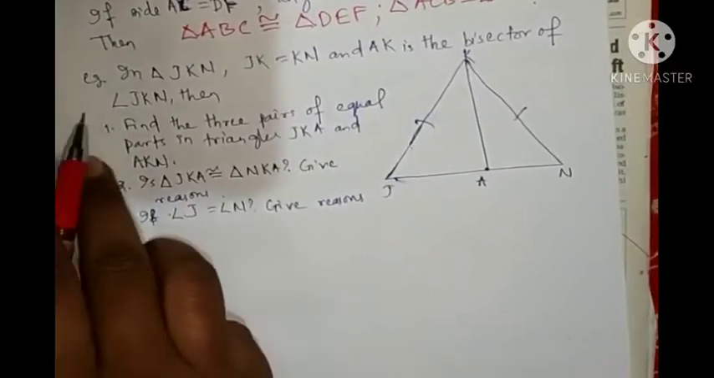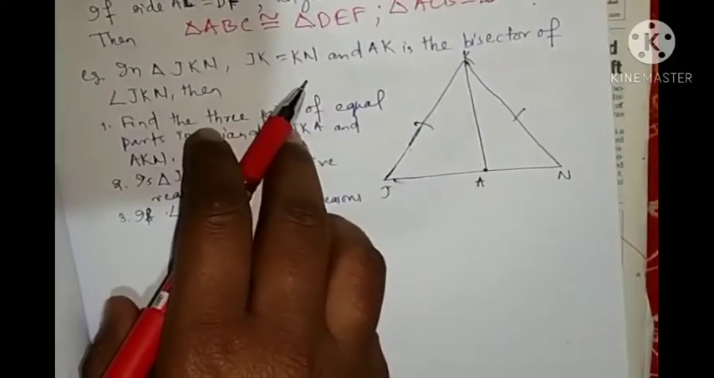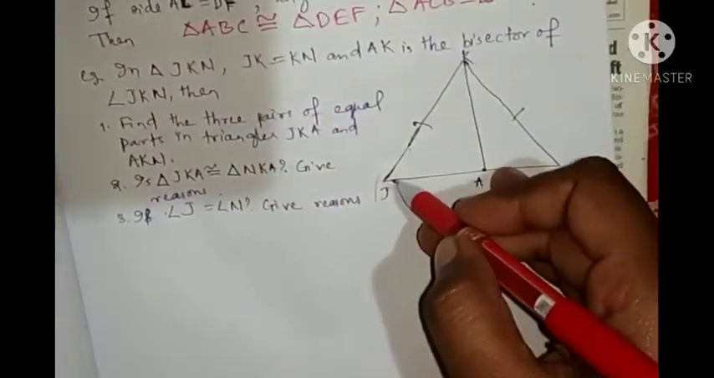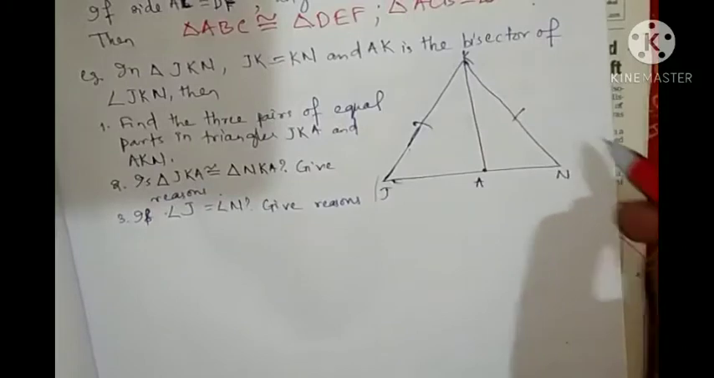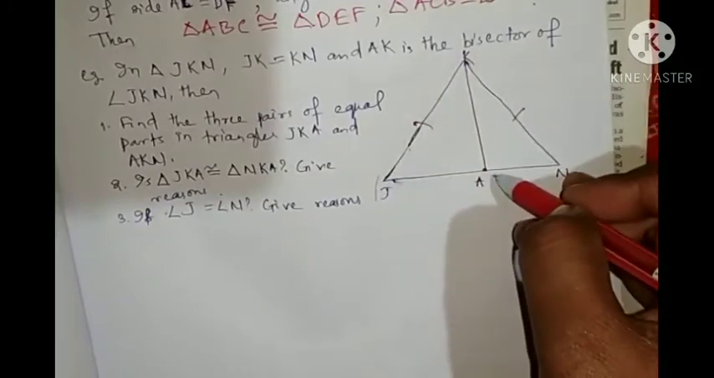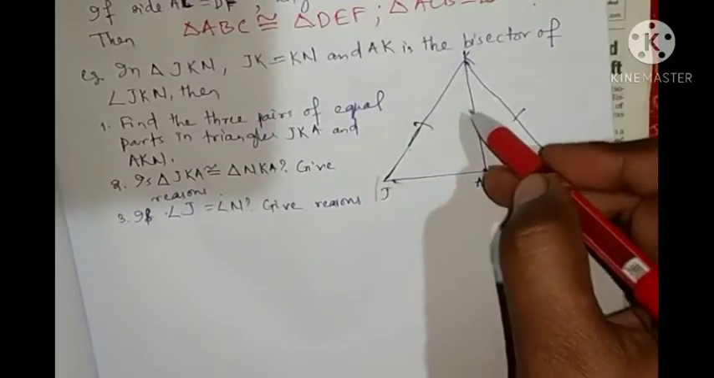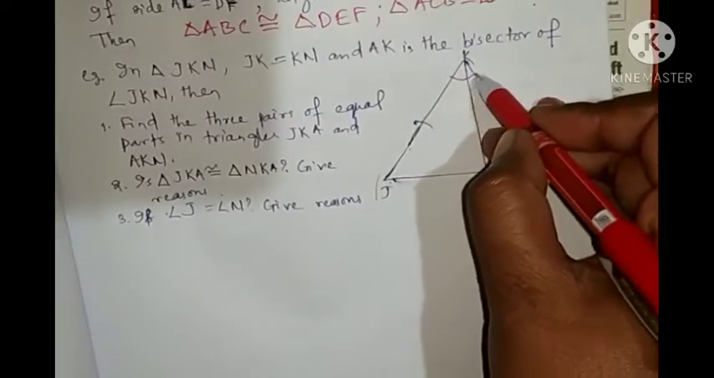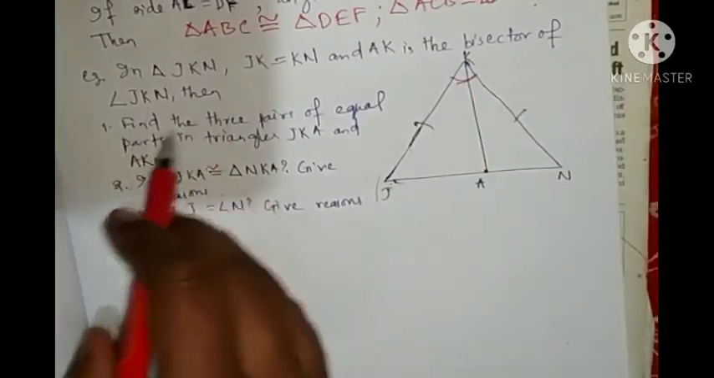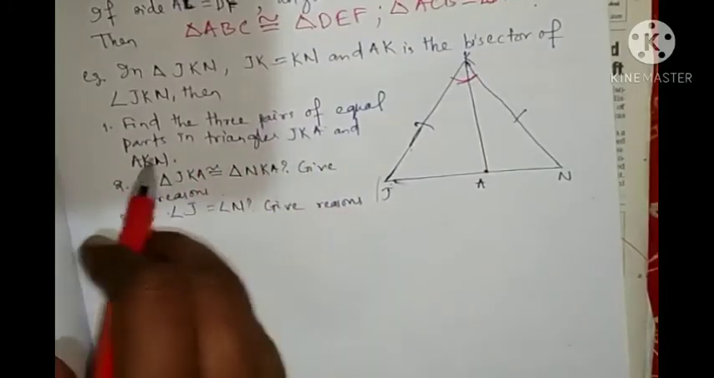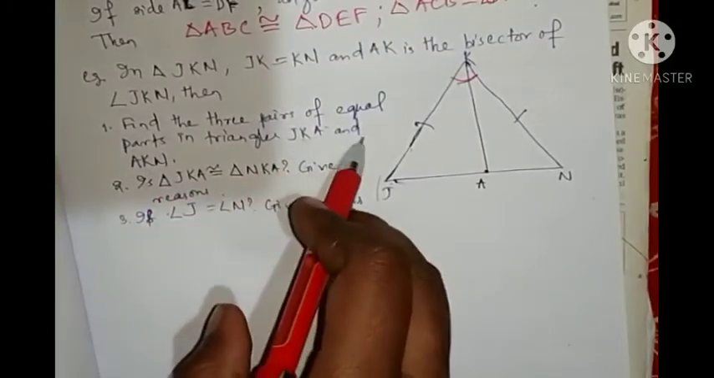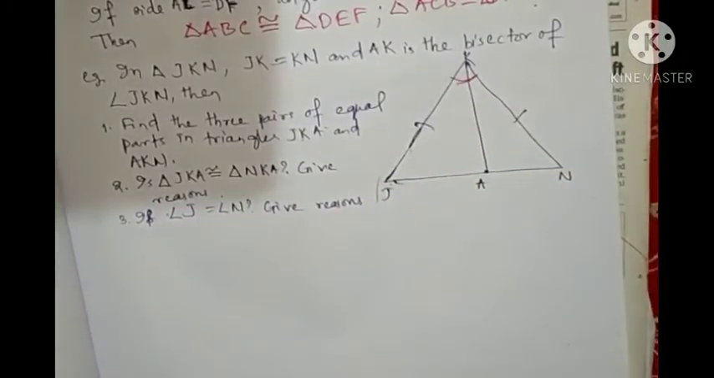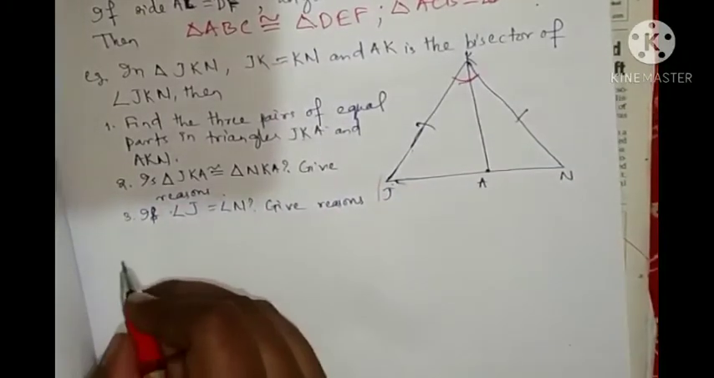Look at here. In triangle JKN, JK equal to KN. And AK is the bisector of angle JKN, means this angle. Then number 1, find the three pairs of equal parts in triangles JKA and AKN. So three pair of equal parts. So let's see. Number 1.